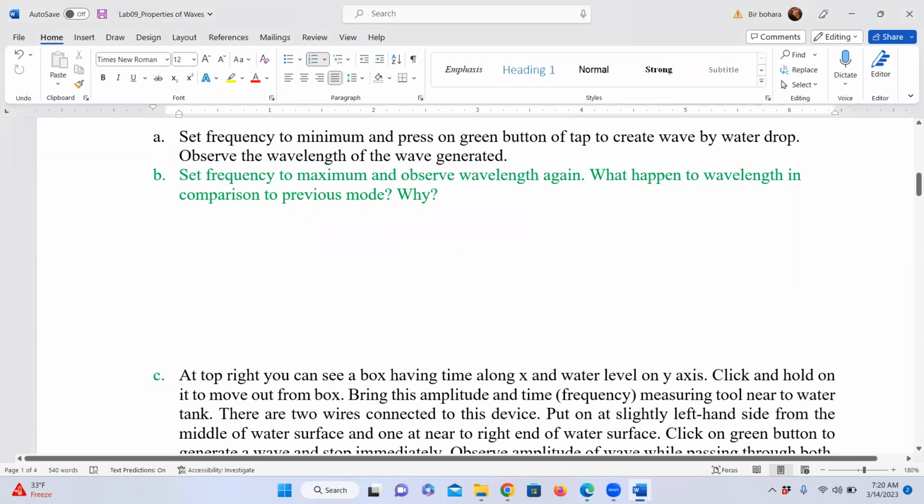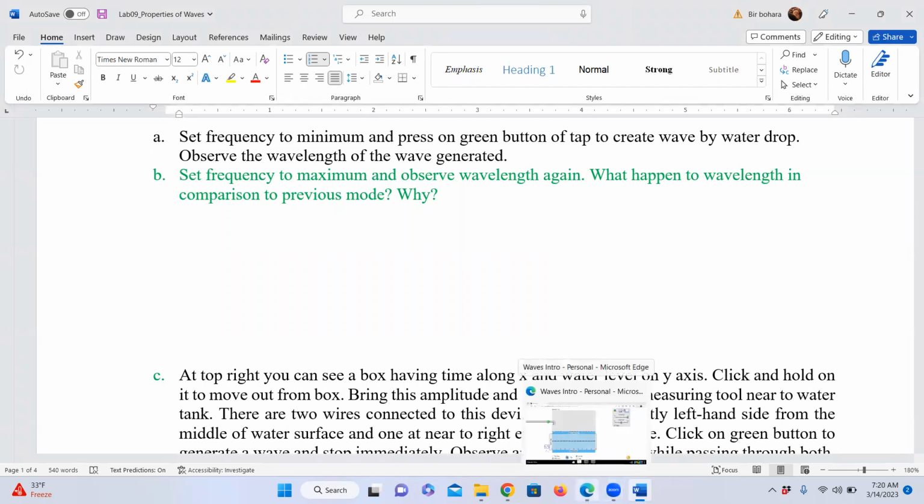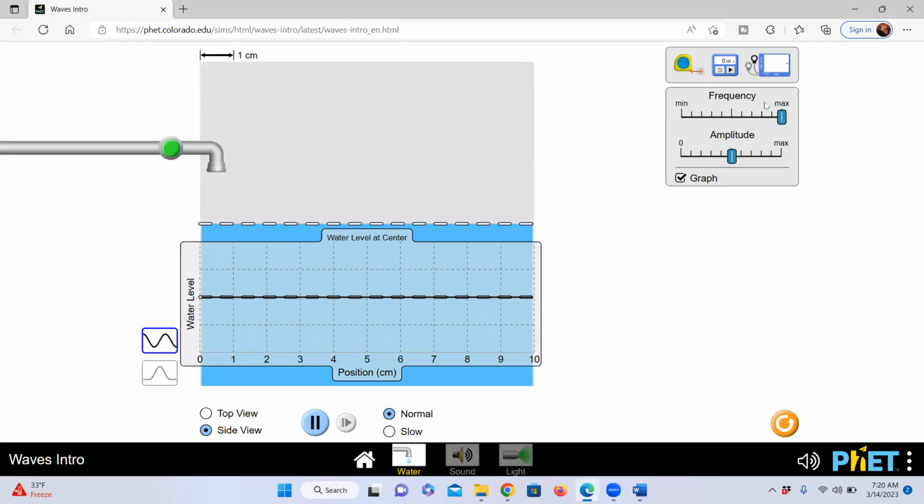And what happened to wavelength? Wavelength increases when frequency is minimum, right? Let me show you again. When it is minimum, the wavelength is the length of a wave, right? So how long is this wave? It's starting from here to here. This is almost one wave, right? If you try to measure this length, I can measure from here to here. This is 6.2 centimeters, right?